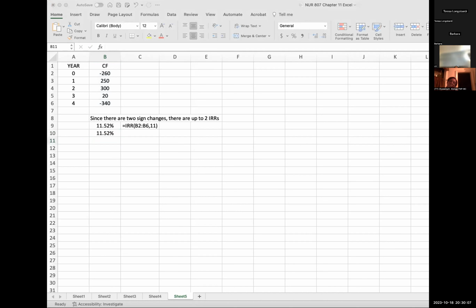I'm just going to Google it. Excel and multiple, that's what it's called, multiple IRRs. How to solve with multiple IRRs in Excel. And that didn't work. So how can there be more? How can calculate IRR function, multiple IRRs?